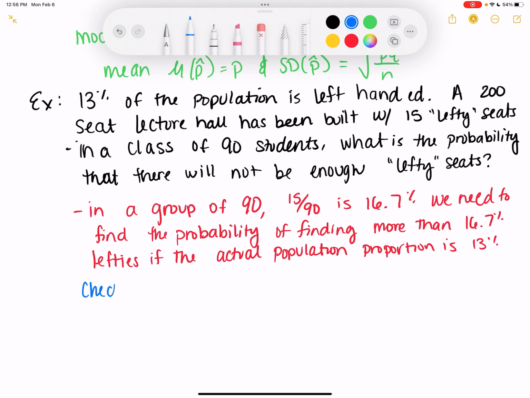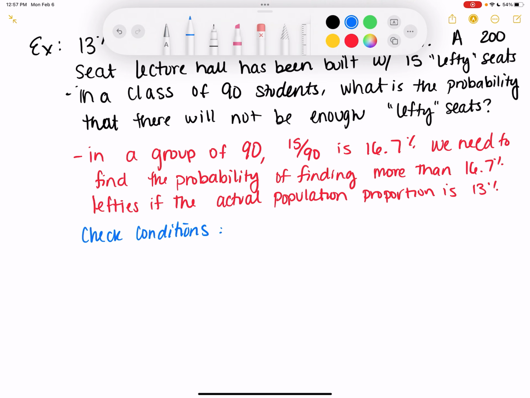So check the conditions. Here I'll actually write them out. Pretty much from here on out, I'll just mark that we did check them without actually writing them out. But independence, the probability. So it's the same thing as the 10% condition, right? Technically, no. In the last chapter, we were saying that they either had to be independent or it had to be the 10% condition. We are assuming independence here.